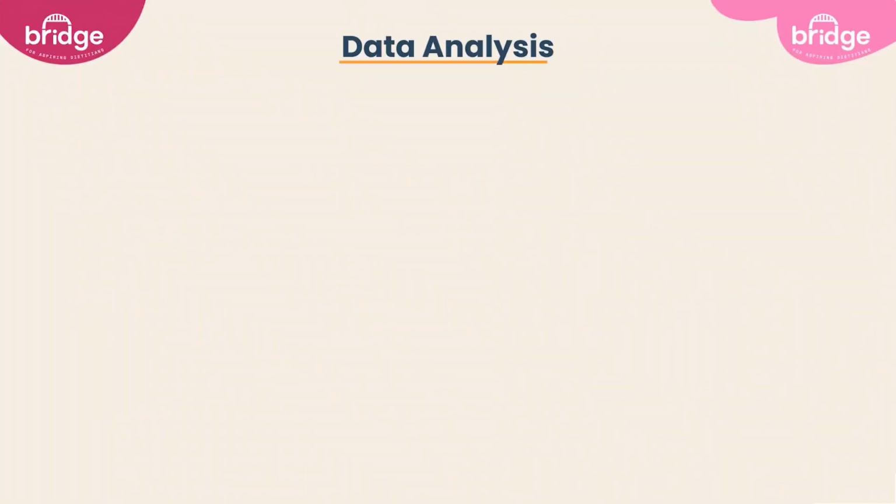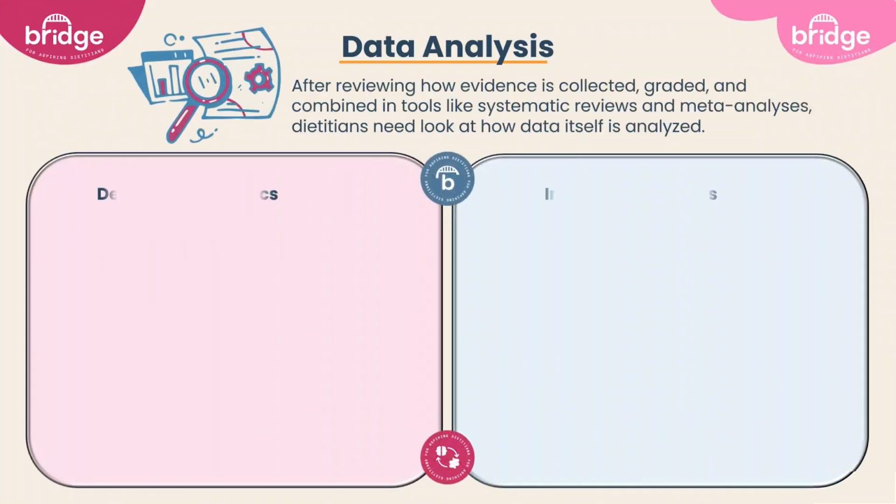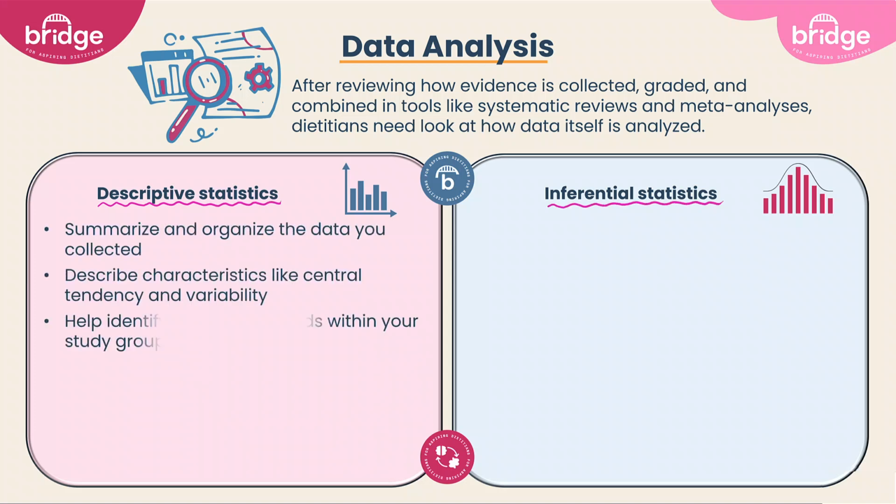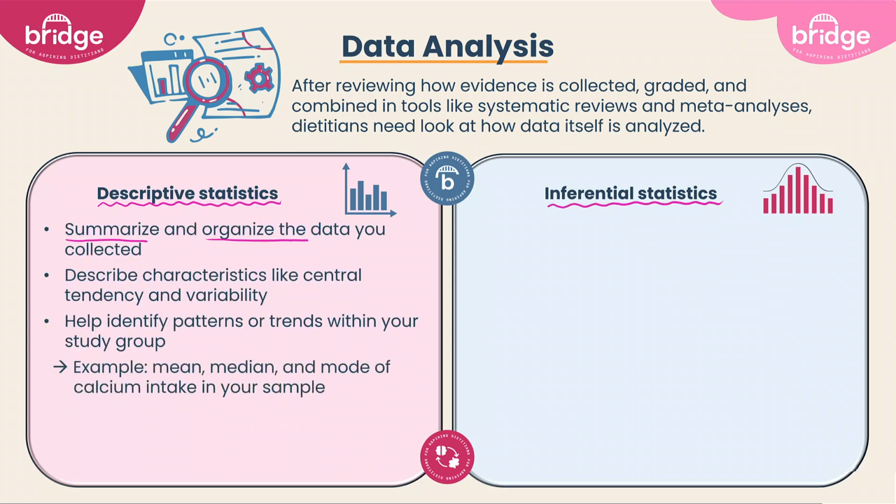Now we know how research is designed and how evidence is collected, it's time to figure out what we do with all that data. And there's two main categories of data analysis: descriptive statistics and inferential statistics. Descriptive statistics are used to summarize and organize data. They describe, but don't go further than that.